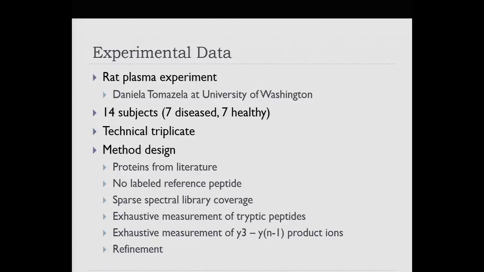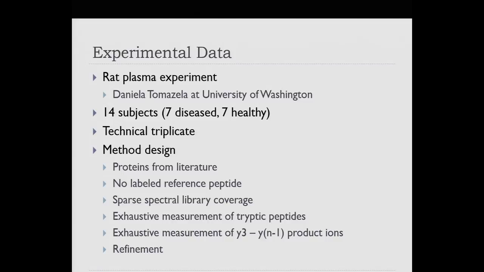So the experimental data is this rat plasma experiment measured by Daniela Tomazella in the MacCoss lab at the University of Washington. 14 subjects, 7 diseased, 7 healthy. It was measured in technical triplicate, and this is the data set that you just copied.